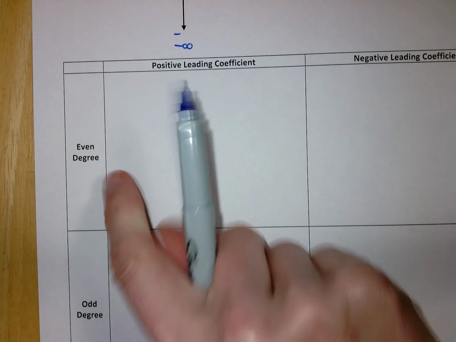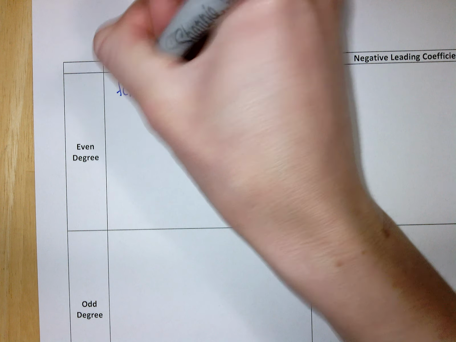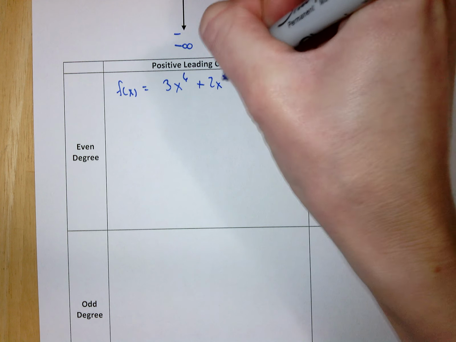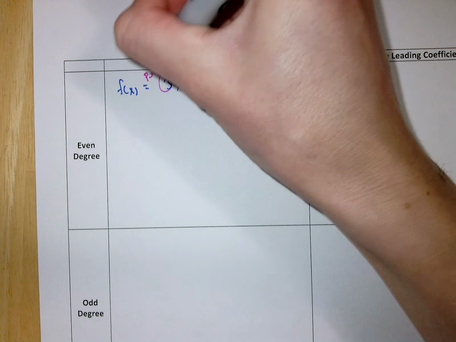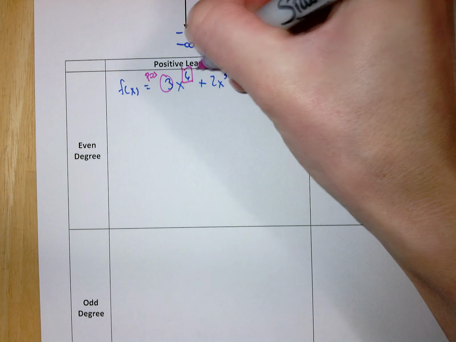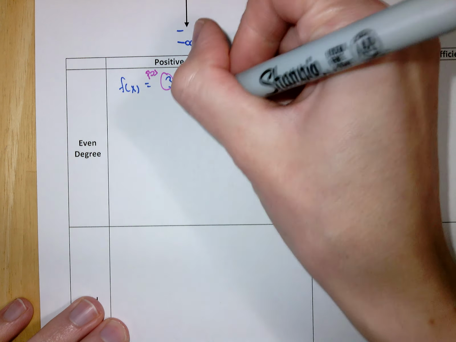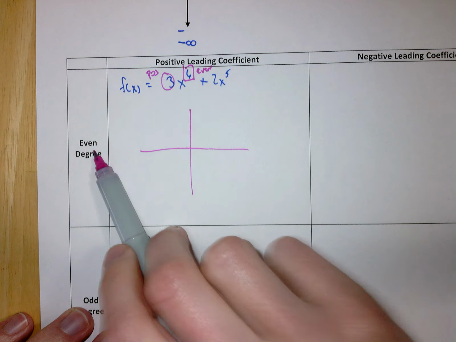Okay, so the first thing we're going to talk about is any function with a positive leading coefficient and an even degree. As an example, it could be something like f of x equals 3x to the 6th plus 2x to the 5th. This is an example because the leading coefficient, the number in front, is positive, right? And the degree, the highest exponent, is even. Okay, so that's what we're talking about when we say this. Anytime that happens, here's what your graph is going to look like. Anytime it's even and positive.